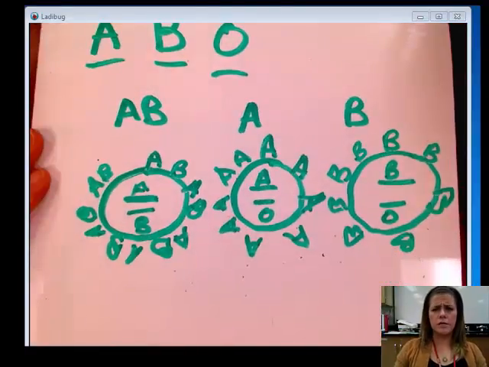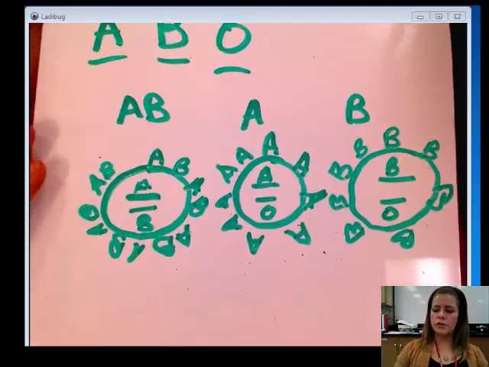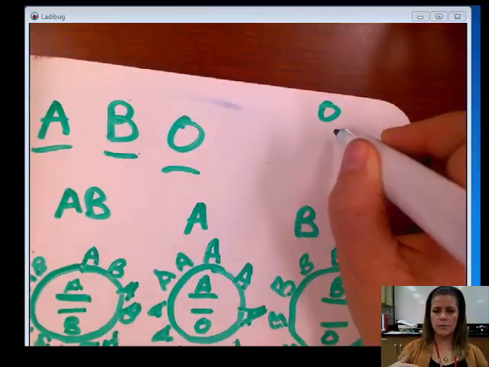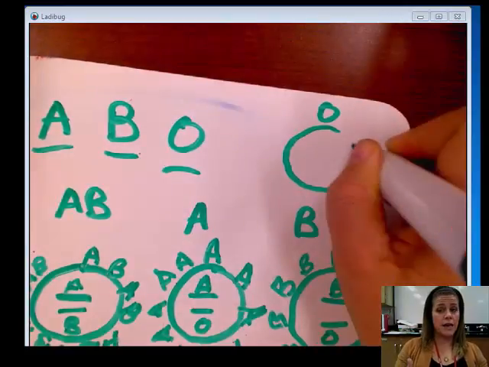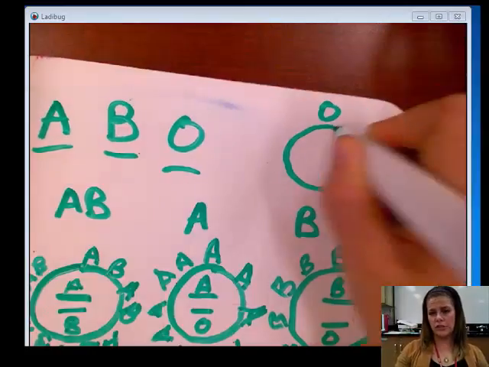So what would an O individual look like? Okay, so O individuals, if we go ahead and draw an example at the top, means that you would have gotten an O allele from mom and an O allele from dad. They wouldn't have anything or any glycoproteins around their cells.